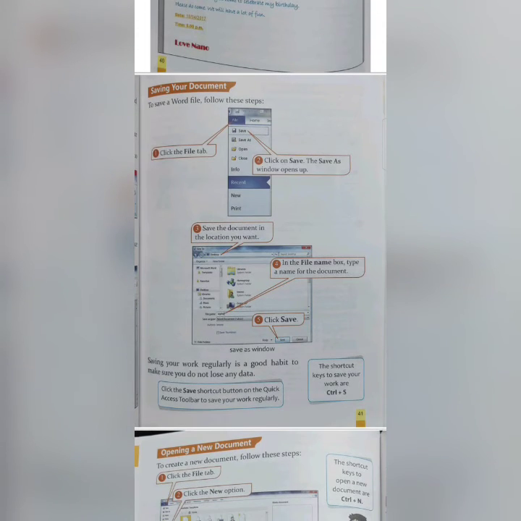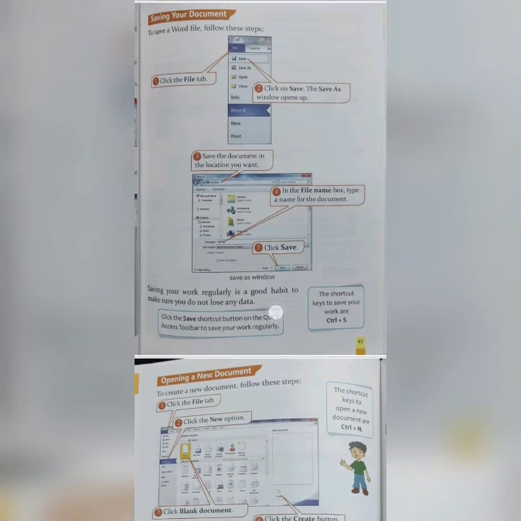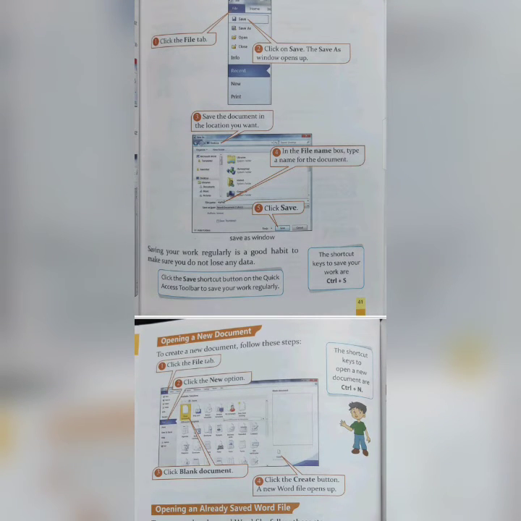To save a Word file, follow these steps. Go to the File tab, then click on Save. The Save As window opens up. Then save the document in the location you want. In the file name box, type a name for the document. Now without a name, how will you save it? Otherwise it will all get mixed up with the other documents on your computer. So it's better to give it a particular name. Then click on Save. At last you have to click on Save, otherwise it will not get saved in your computer.